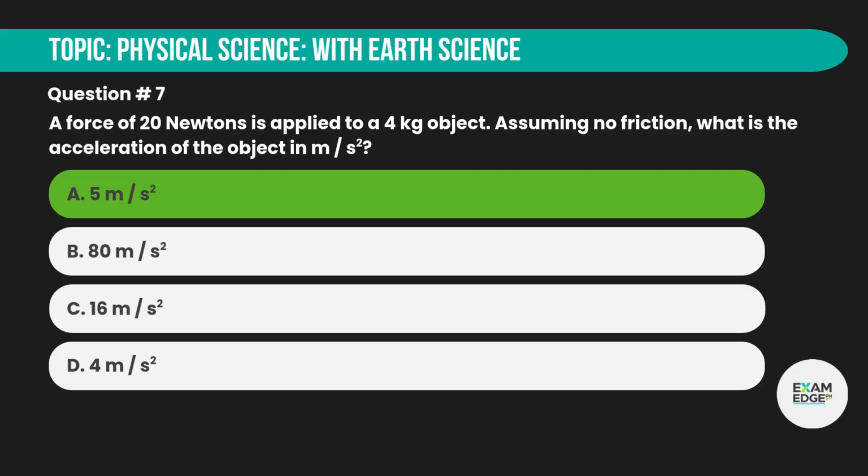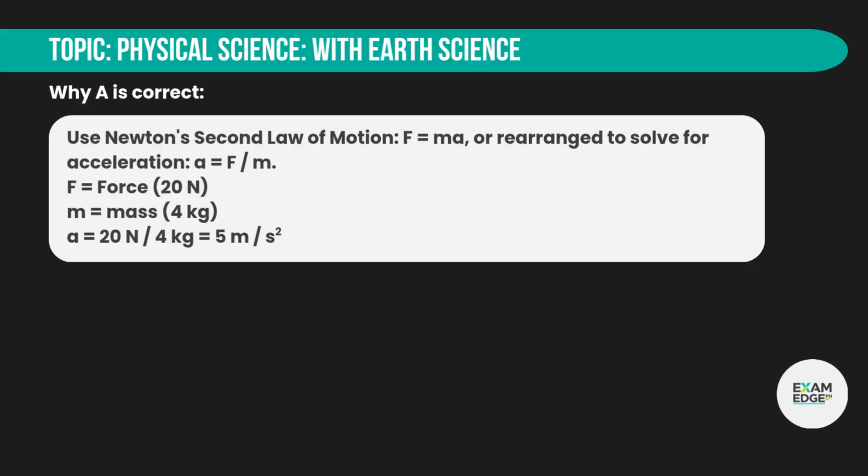Correct answer. A. 5 meters per second squared. Why A is correct? Use Newton's second law of motion. F equals ma, or rearrange to solve for acceleration. A equals F over m. F equals force, 20 N. M equals mass, 4 kilograms. A equals 20 N over 4 kilograms equals 5 meters per second squared.